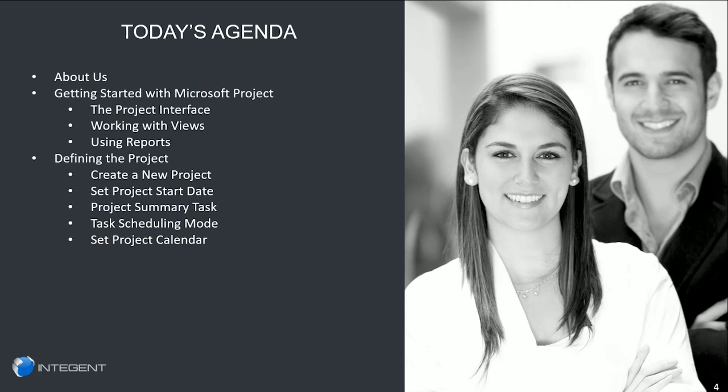And then we're going to look at defining your project. You have all of your options set up. You are ready to go. Now what? How to create your project. There are a couple of different ways that you can do that, different templates you can use. How to set your project start date. Look at the project summary task, scheduling mode, and then setting your project calendar.